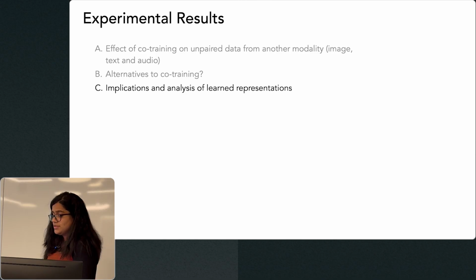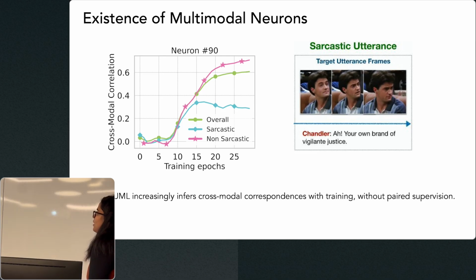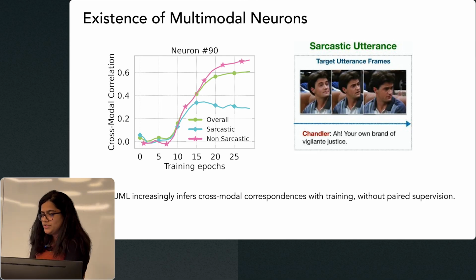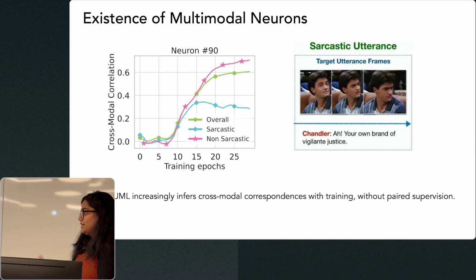Finally, what are the implications and the analysis of the learned representations when we actually use data together and train them using UML? Yes, so in this particular slide, we observe the existence of what we call multimodal neurons. So when I say multimodal neurons, I just mean that the model never sees any paired data, but eventually, after training, there are some neurons in the model which spike when the same content across different modalities is shown to them. For instance, if I'm showing sarcasm as an image versus if I write a sarcastic text, the same neuron actually spikes and fires up. And you can test that out.